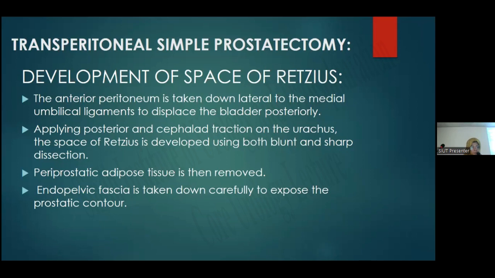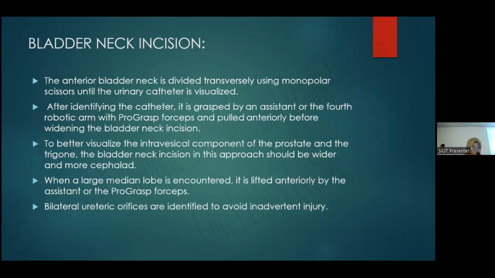With the transperitoneal approach, first of all, the development of the space of Retzius is done. After the creation of the pneumoperitoneum, the anterior peritoneum is taken down lateral to the medial umbilical ligament to displace the bladder posteriorly. Applying posterior and cephalic traction on the urachus, the space of Retzius is developed using both blunt and sharp dissection. Periprostatic adipose tissue is then removed. Endopelvic fascia is taken down carefully to expose the prostatic contour.